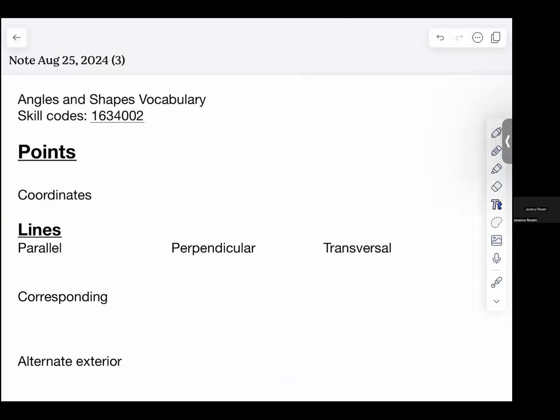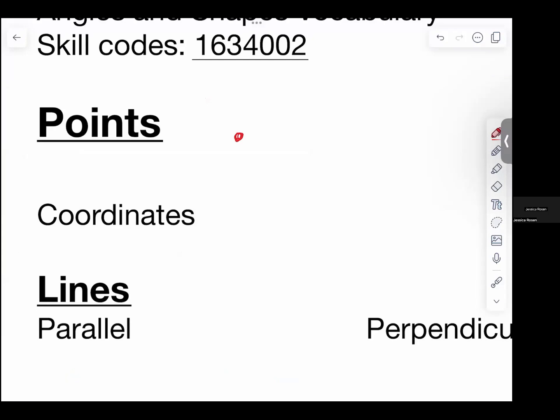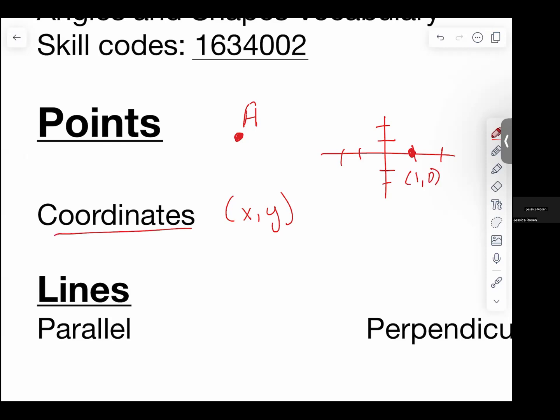So we talked about points already, about how they are zero-dimensional, and they're just a point on the line. So we can name it as point A or something like that. However, sometimes we need to be able to identify what they are on a coordinate plane. So they can also be identified in coordinates where it has the X, Y coordinates. So if we were on a coordinate plane, something like this, it would be over 1 and then not up or down. So again, coordinates are another way that we can identify points.